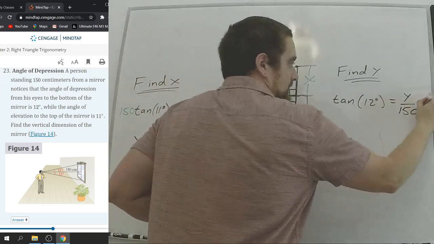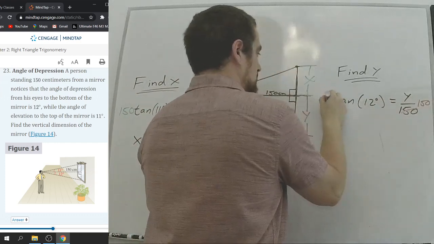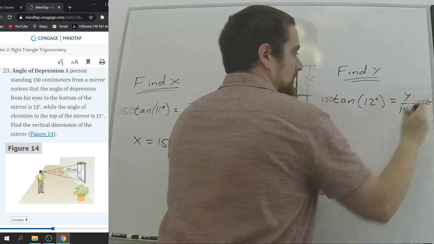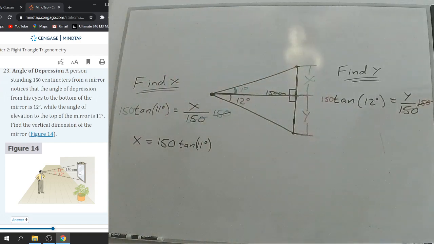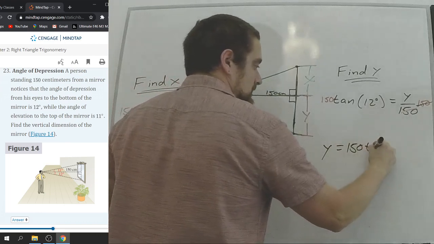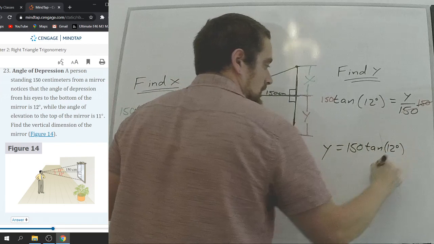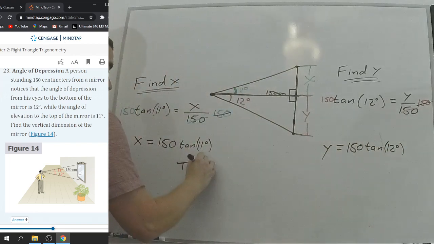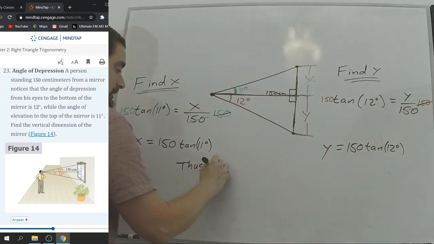That means I'll multiply both sides by 150 to get that 150 to cancel out on the right-hand side. And now I know that y is equal to 150 tangent 12 degrees. Okay, thus, now let's bring it all together.